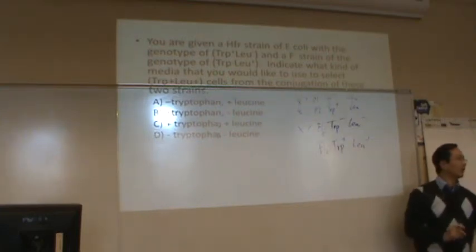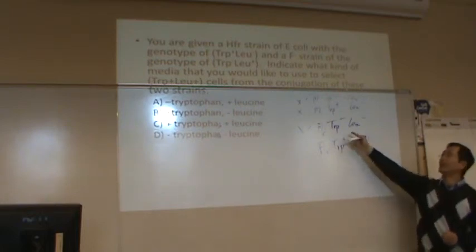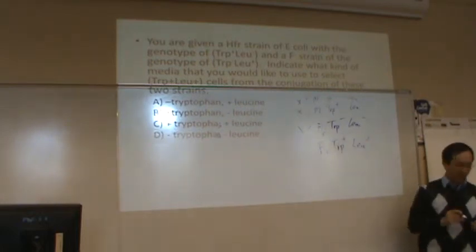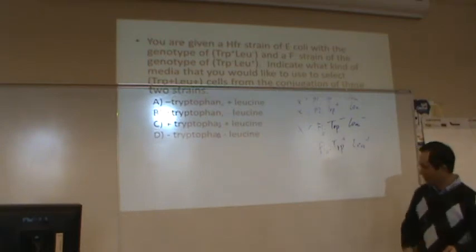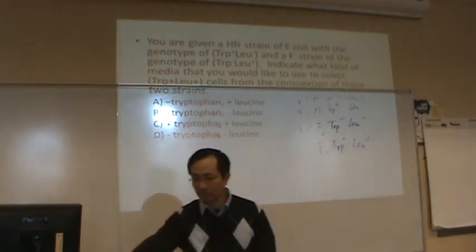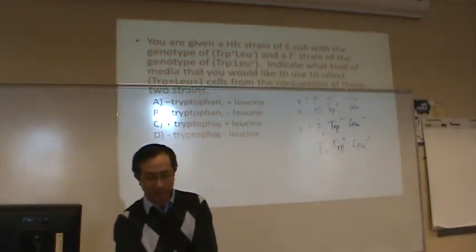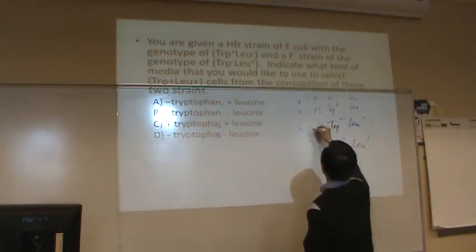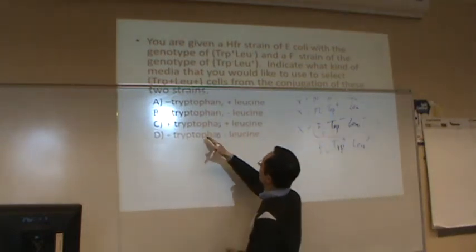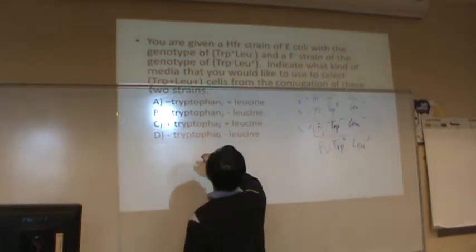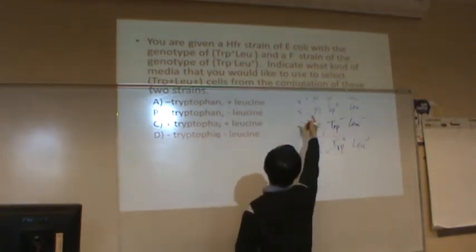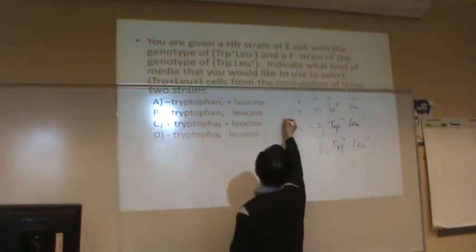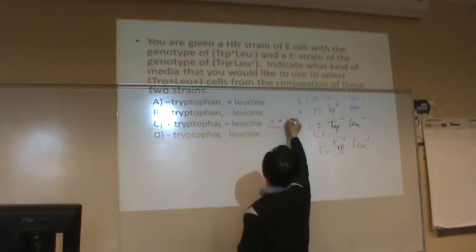You have to do a replica plate. You want to select for this one. Like you have to do two different plates, so one needs to be tryptophan plus leucine minus, and the other one needs to be the other. So if we want to select for this one, we are going to use this plate, this media, and this media. Because in this media, everything will grow, so we are going to use all the plates that grow.